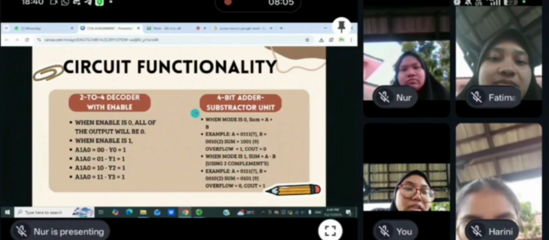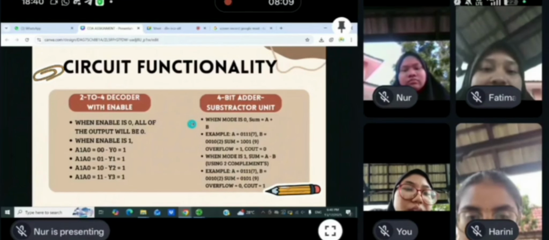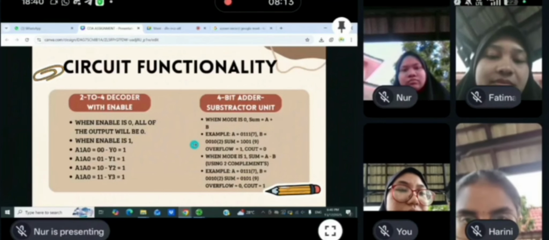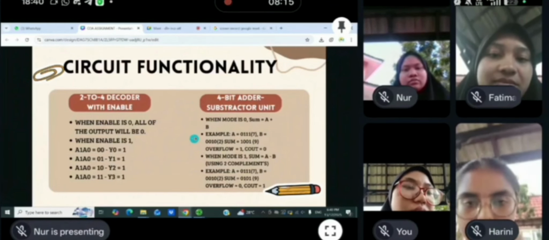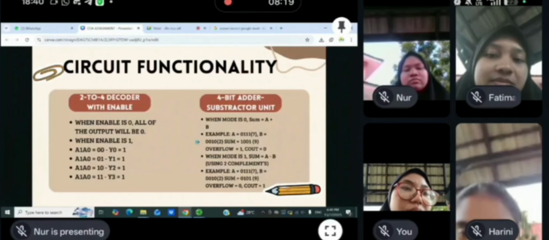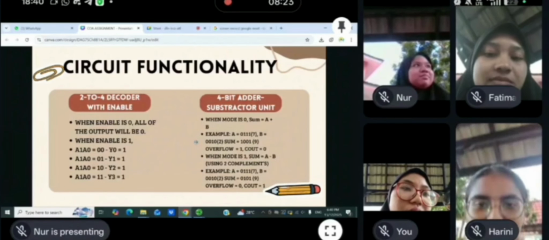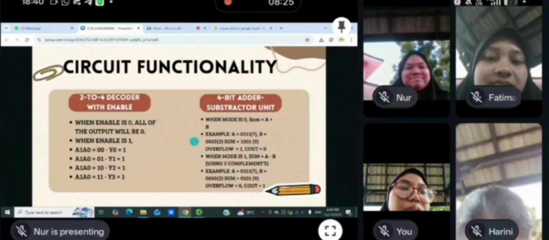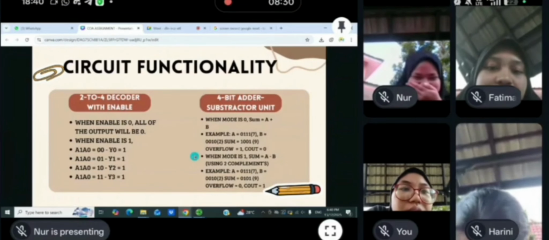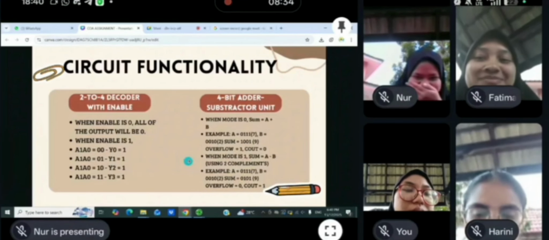For the circuit functionality of the 4-bit adder subtractor unit, when the mode is 0, the sum will be A plus B. For example, when the input A is 0, 1, 1, 1, decimal 7, and B is 0, 0, 1, 0, which is decimal 2, the sum will be 1, 0, 0, 1, which is decimal 9. The overflow will be 1 and the carry out will be 0.